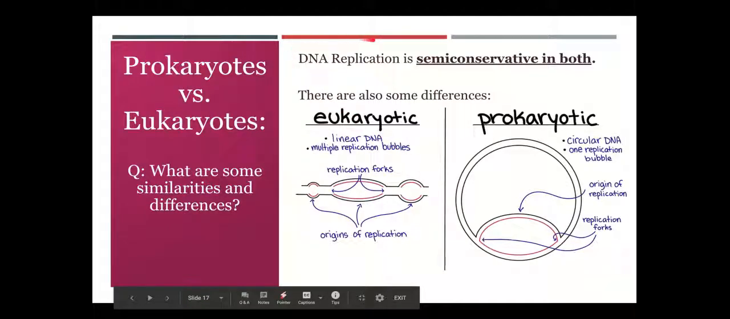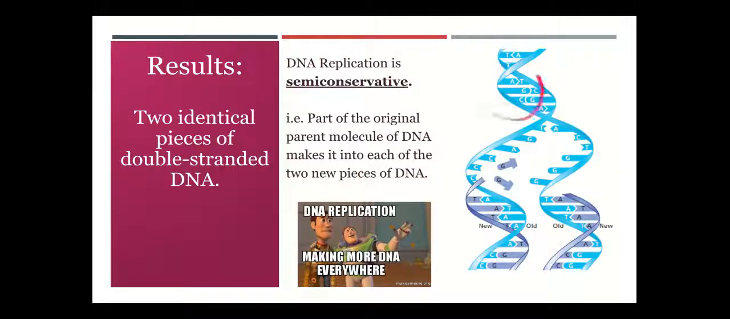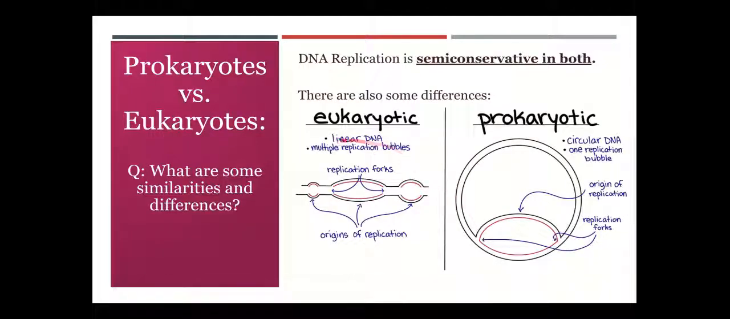So we just talked about DNA replication as being semi-conservative. That's true for both eukaryotes and prokaryotes. So regardless of the type of organism we always see semi-conservative DNA replication. We're always seeing a bit of that old DNA making its way into the new DNA. There are also several differences between DNA replication in eukaryotic organisms versus prokaryotic organisms.